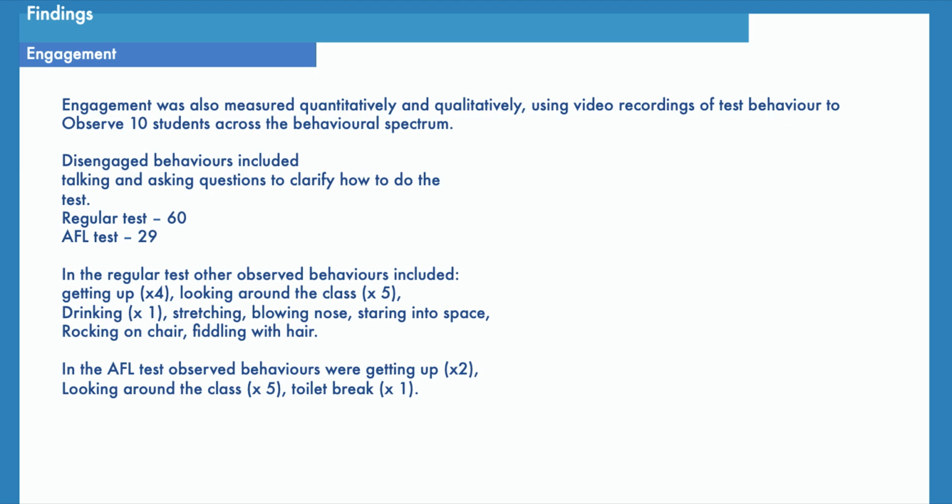So let's talk about measuring engagement. So engagement was measured on 10 students. Some disengaged behaviours were counted, like talking and asking questions. So in the regular test, there were 60 events of that. In the assessment for learning test, there were only 29. There were also different types of disengaged behaviours during the test, like getting up and moving around.